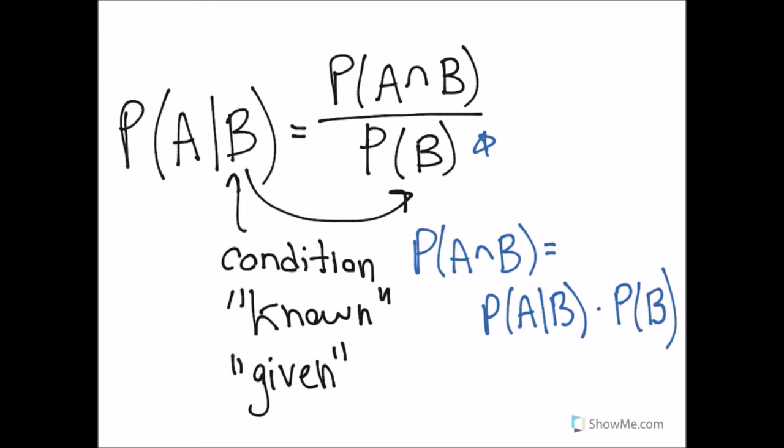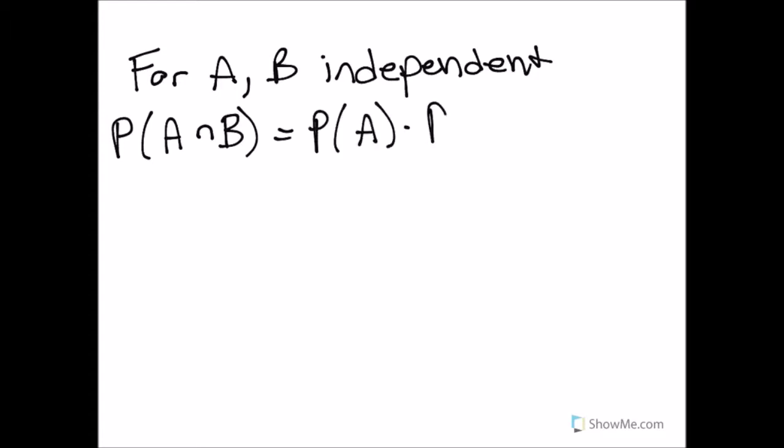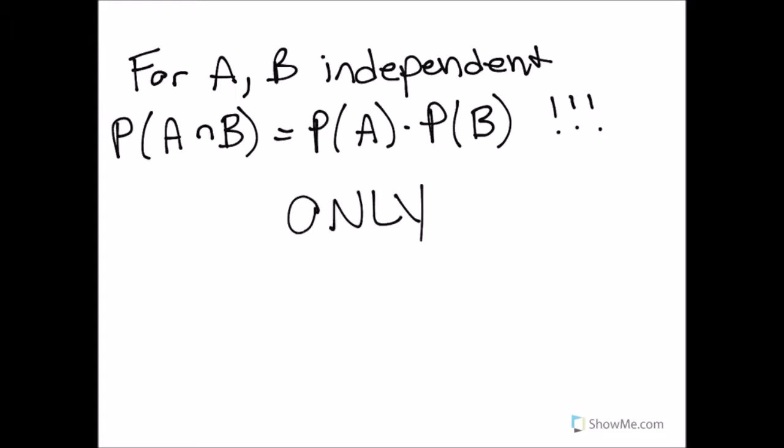Okay. And finally, we're going to go over independence. This is a very big topic and a very important topic of probability. If A and B are independent, the following is true. The probability of A and B, or A intersect B, is their product, the probability of A times the probability of B. You may have seen this in the book as the multiplication rule, but be careful. This is only when they're independent.